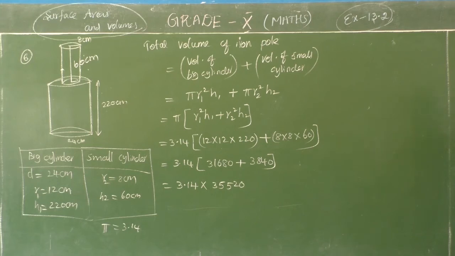35,520 into 314. Why? Because I am going to move the decimal. Okay. So 0, 4 2s are 8, 5 4s are 20, remainder 2. Again 5 4s are 20, 22 remainder 2. 4 3s are 12, 12 plus 2, 14.